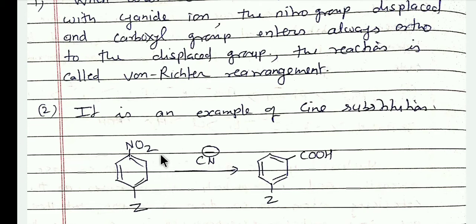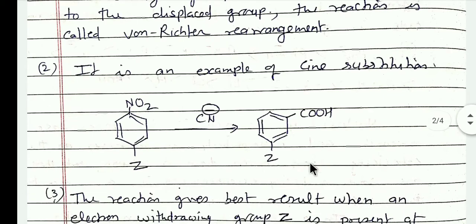In this reaction, the NO2 group is the leaving group and CN enters the ortho position to the leaving group NO2. So a compound with a carboxylic group added ortho to the nitro group is formed. This is an example of cine substitution.